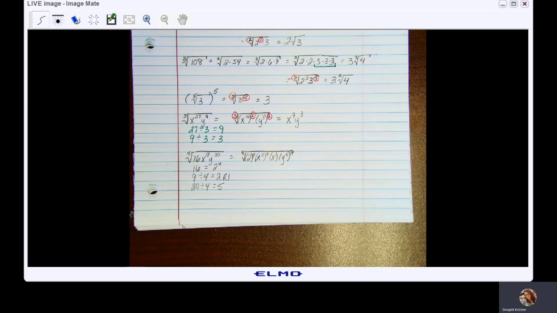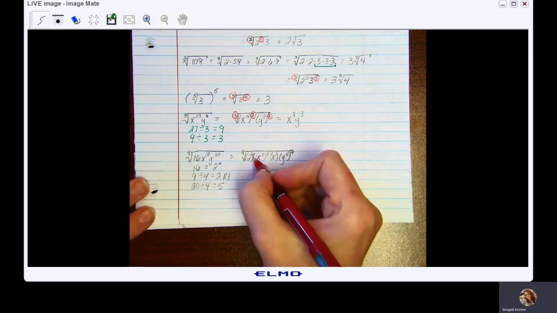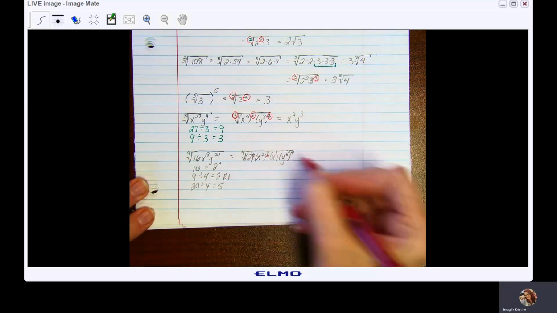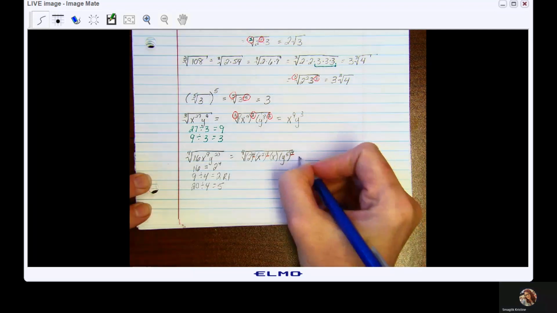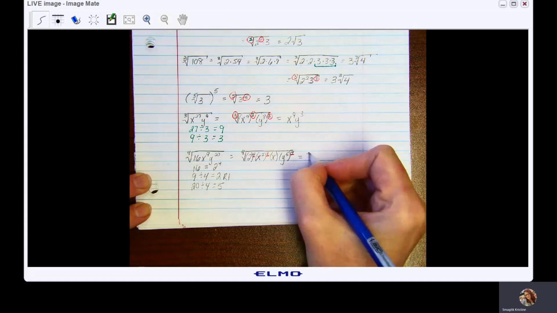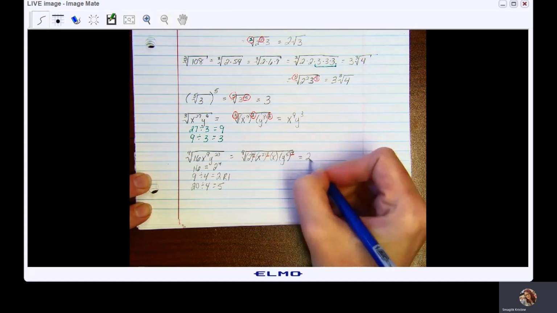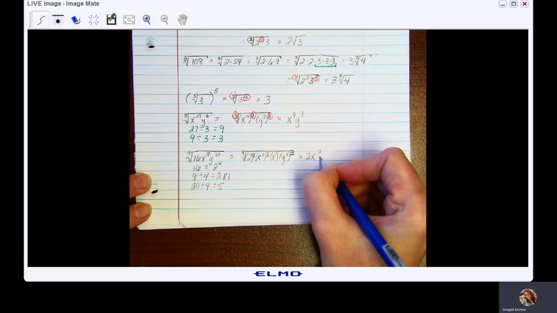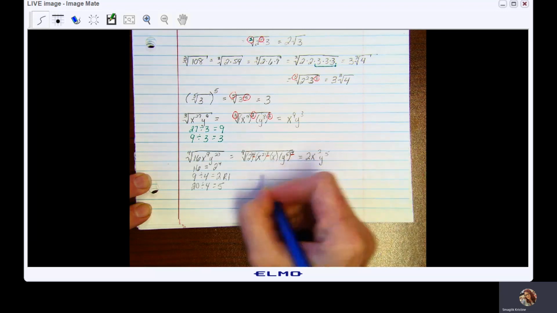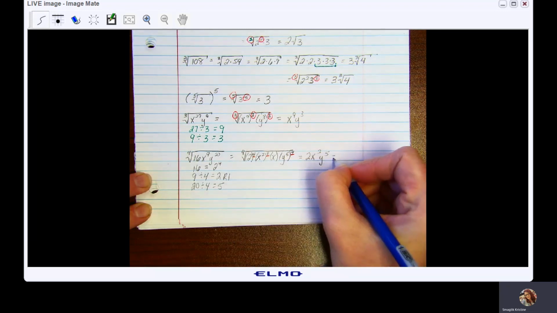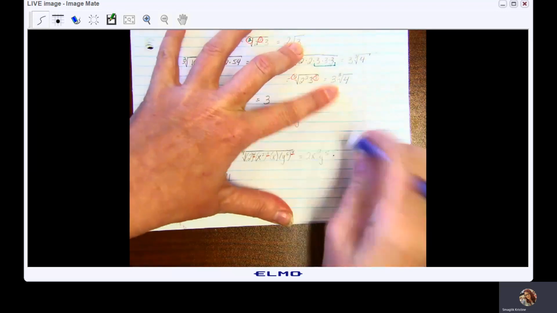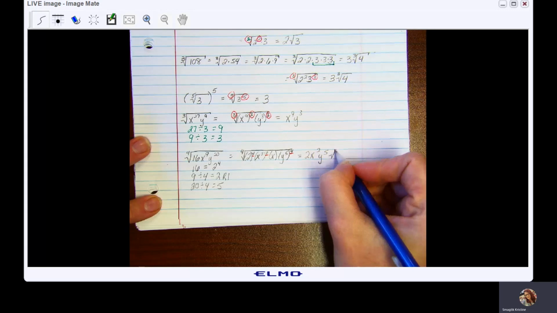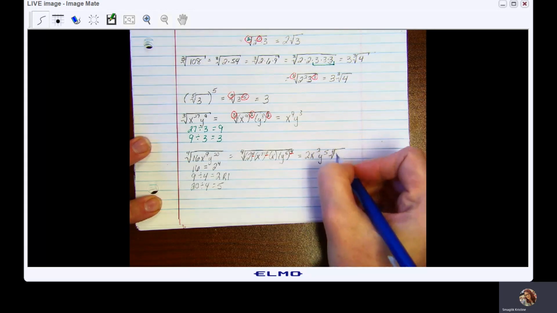So now what happens here, anything that has that exponent of 4 can leave the radical. So that means I have 2, I have an x squared, and I have a y to the 5th. That can leave the radical. But what has to stay under the 4th root is the x.